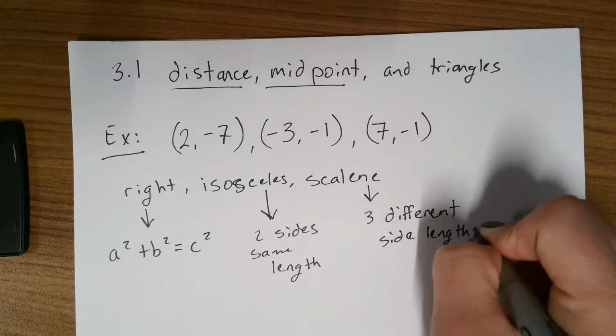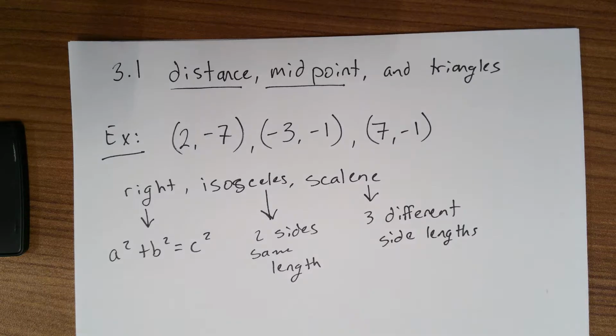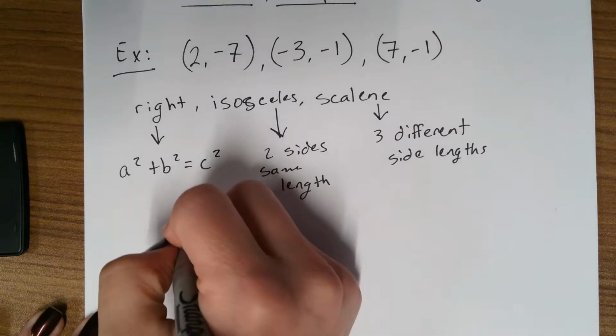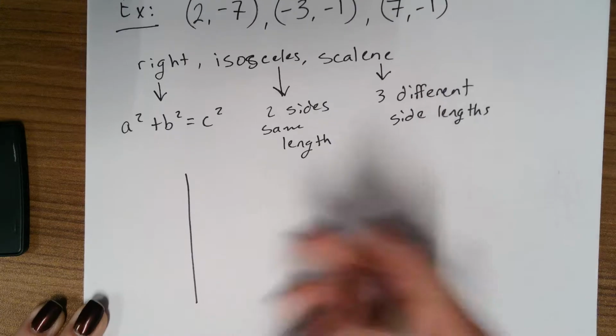So all of this is going to come down to what are the lengths of each side. To determine the length of each side, we're going to find the distance between each coordinate. So I'm going to start by just plotting these so we kind of have a visual of what's going on.